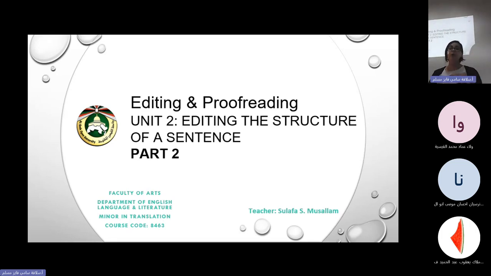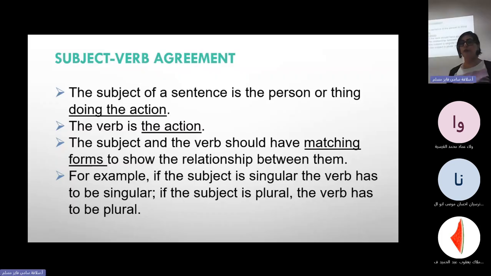Okay? So today we will talk about the second part of the editing, the structure of a sentence, and these are what we call agreements. Okay, agreement between the words in the sentence. All right? So the first thing we will talk about is subject-verb agreement. What does subject-verb agreement mean? It means that the subject needs to be in harmony. What does harmony mean? Agreement. Okay? In harmony with the verb.